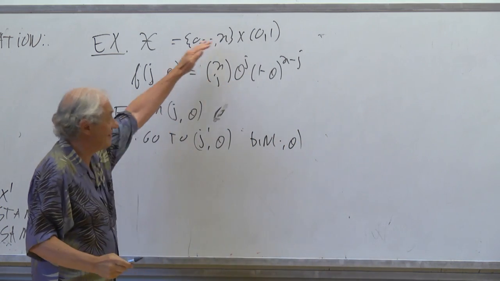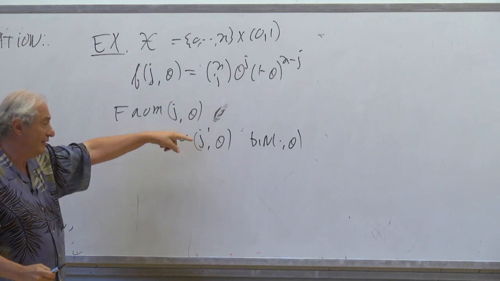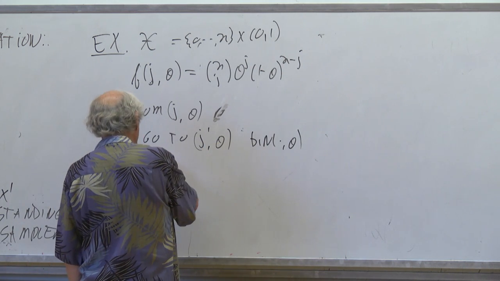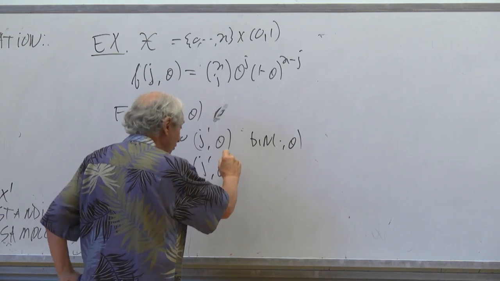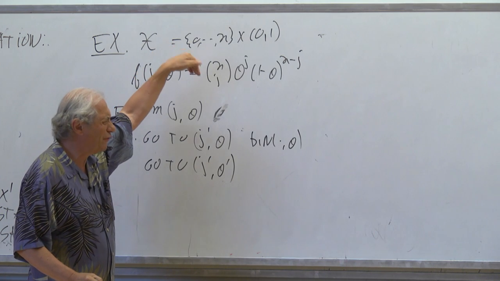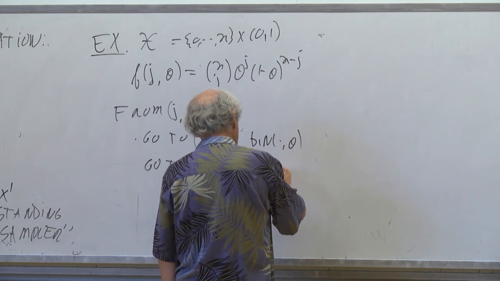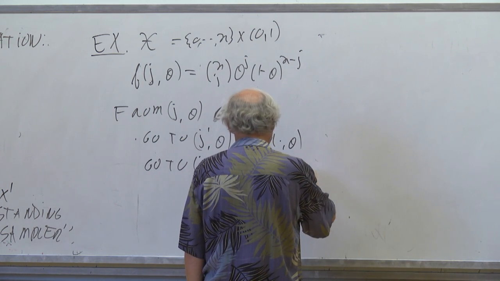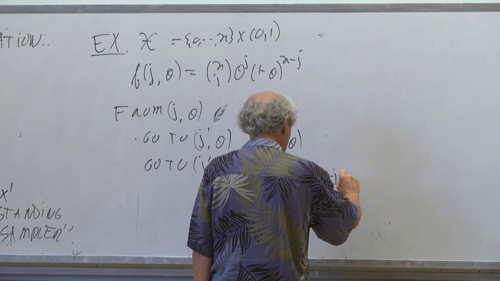If you fix theta, this is just the binomial distribution in J, so flip a theta coin n times and change J to J prime, and then go to J prime, theta prime. You update the second coordinate from the conditional distribution given that the first coordinate is J prime, and that is a beta distribution with parameters J prime plus 1, n minus J prime plus 1.